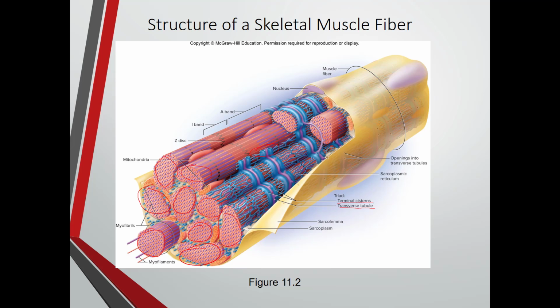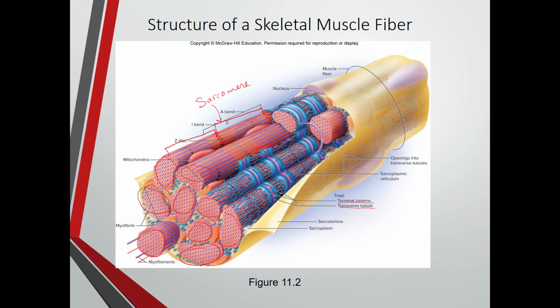And each of those contains stacks of sarcomeres. Sarcomeres go from Z line to Z line. So you can see, when they contract, they pull the whole myofibril together, which pulls the muscle together. Other things, we'll get into this later, but the Z discs show you the ends of the sarcomeres. So this would be one sarcomere.